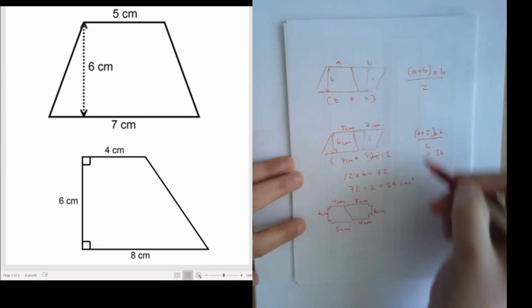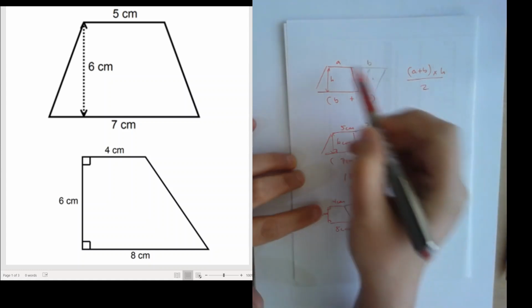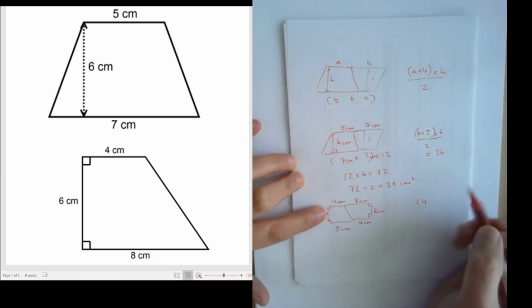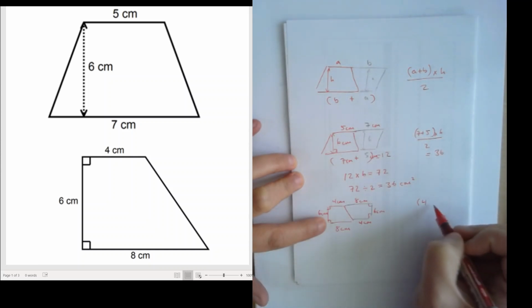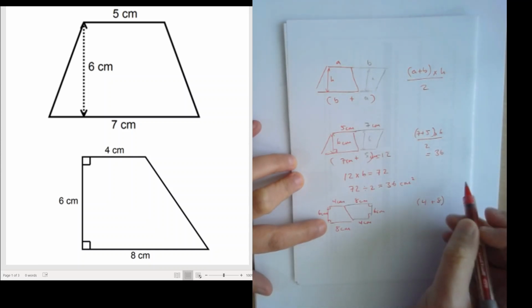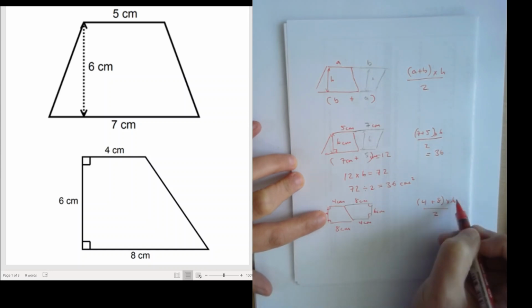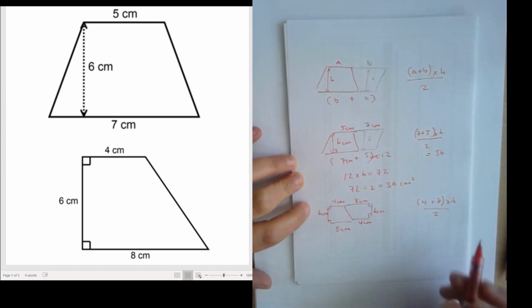So if I just use this, I've got A, which is the top, which is 4, and then I've got B, which is the bottom, which is 8. Close the bracket, times it by 6, or divide it by 2, because 6 is the height. Okay, so that's if you want to use a formula, obviously you can work it out straight from there.